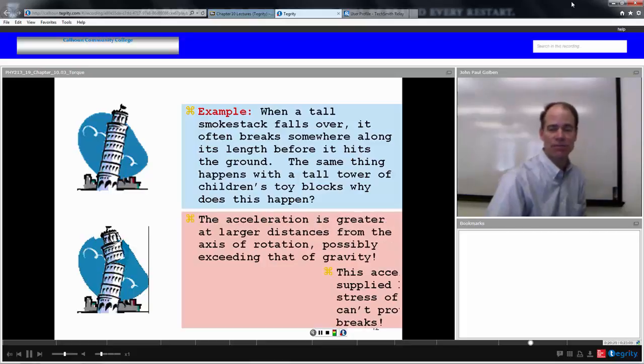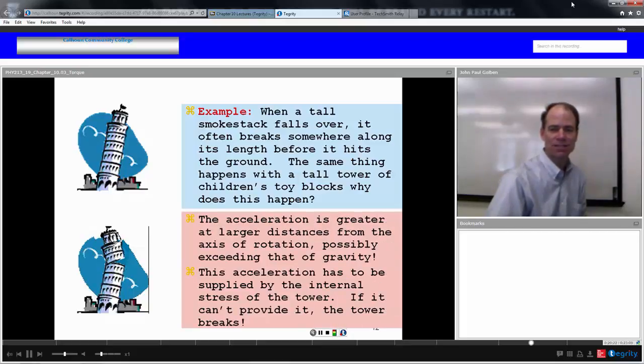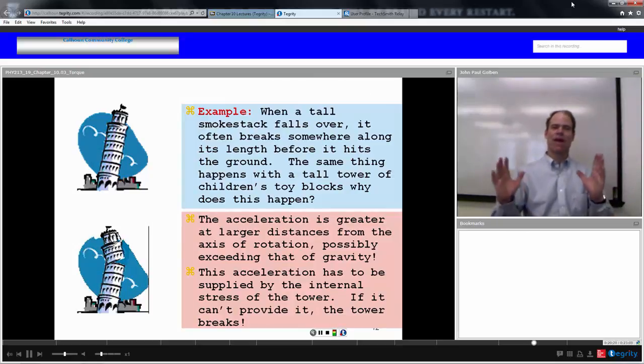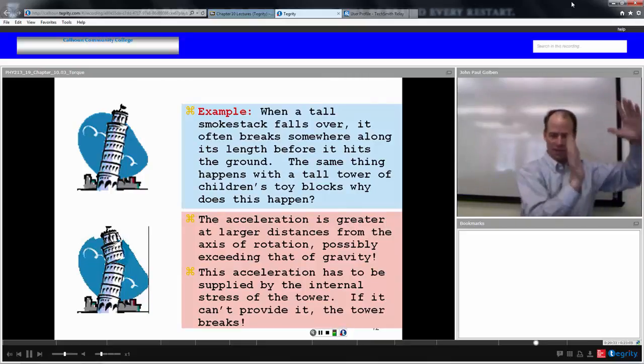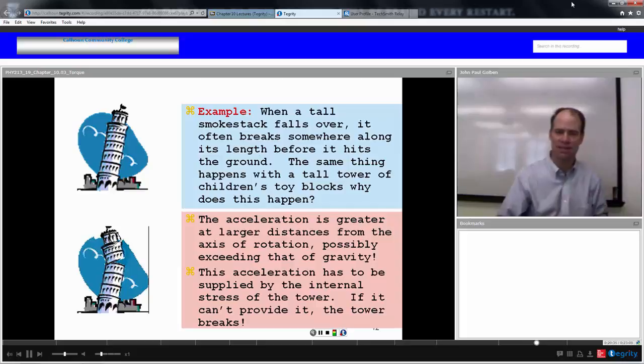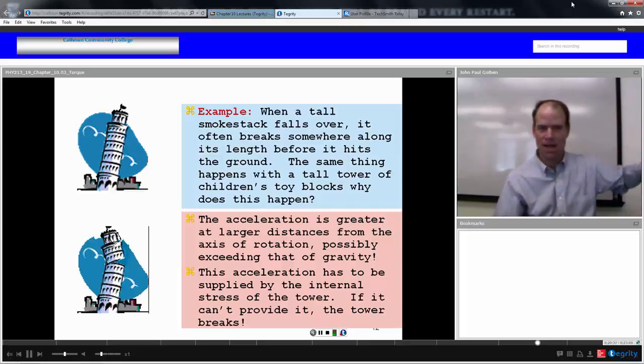Same thing would happen if you were to kick over a children's toy block tower. Don't do that because they'll be upset. But if you were to do that, as the block tower went down, it would snap and you would see it not maintain its linear acceleration on the end as it fell.